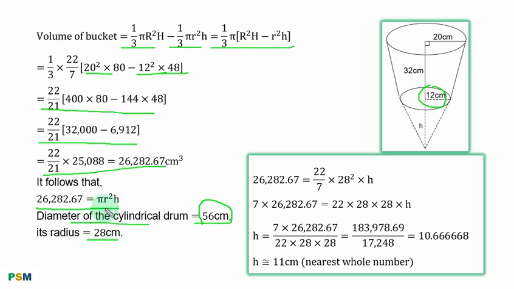You come here and replace pi with 22/7, radius by 28, you square it, times height. You have it in this form. To get height, divide both sides by this coefficient. You have it in this form. When you multiply out, you have this result. After division, you have 10.66668. To the nearest whole number, the height is approximately 11 centimeters.